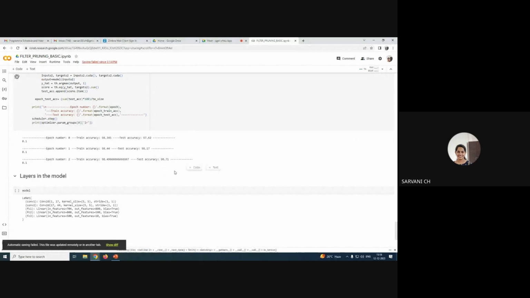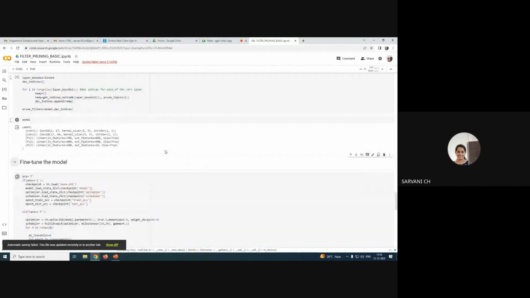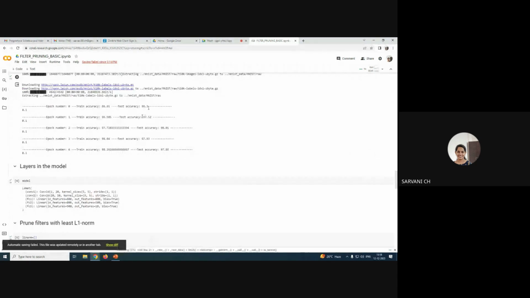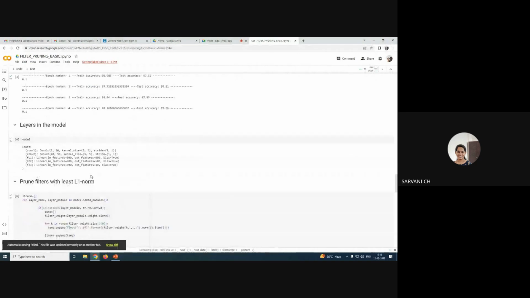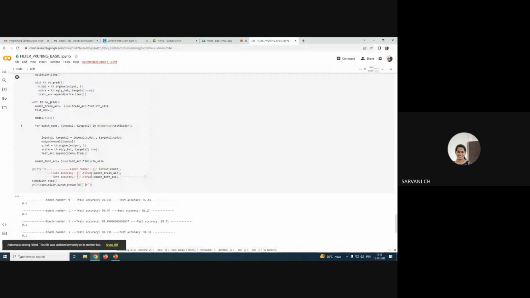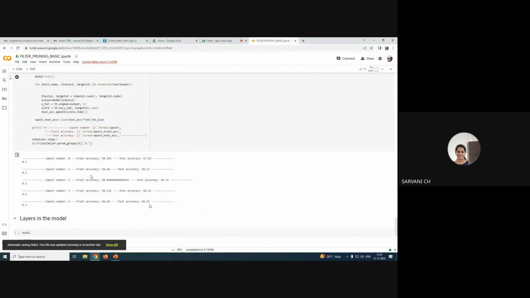Isn't it surprising? Firstly, the top accuracy we got with the baseline was 98.01. What happened? We pruned a few filters, and when we run it, you can see the highest accuracy is 98.71. The compressed model has shown higher accuracy than your baseline model.